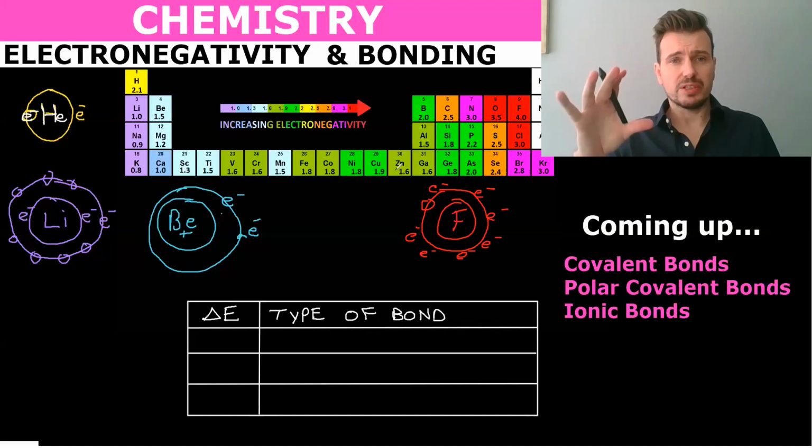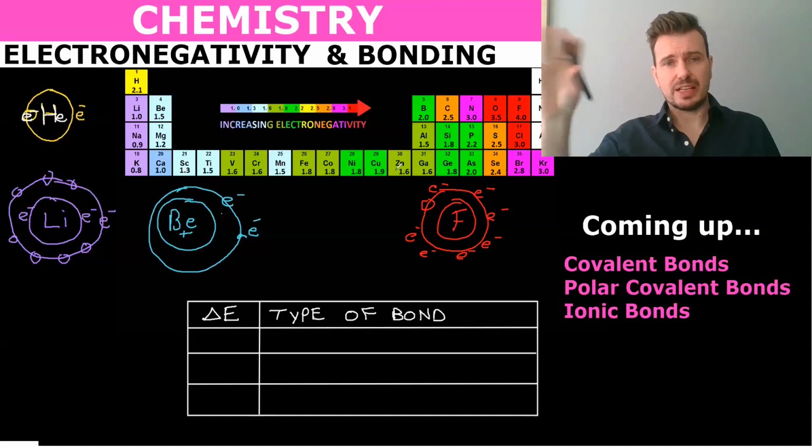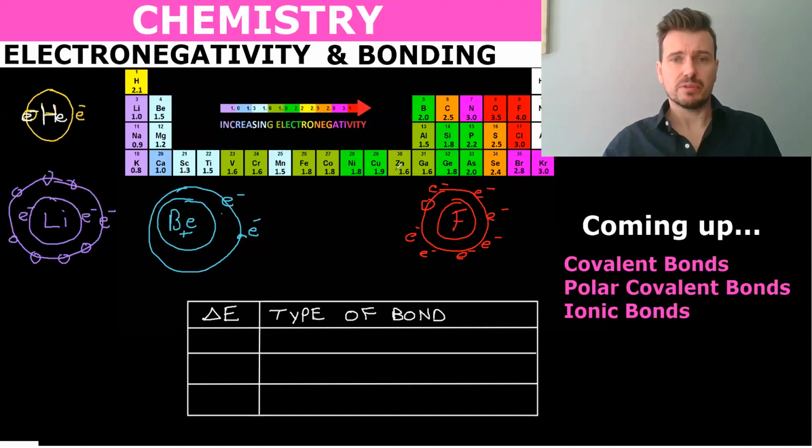So we'll be going into the bonding in the next lesson of exactly how these elements bond. But for now, we just need to know that the electronegativity increases. So it's going to want to hold on to electrons more so as we go across the table.